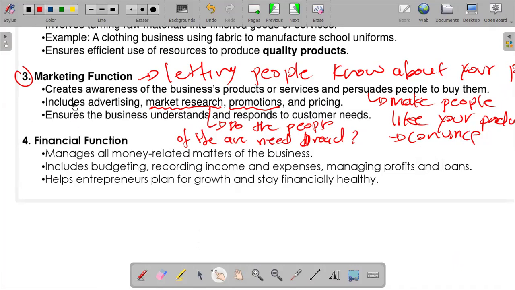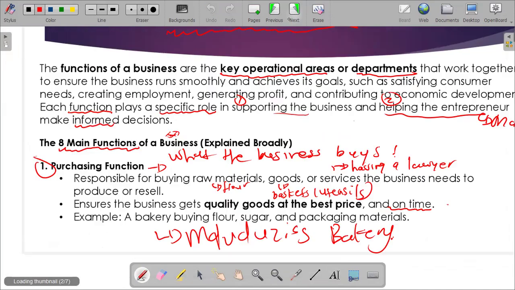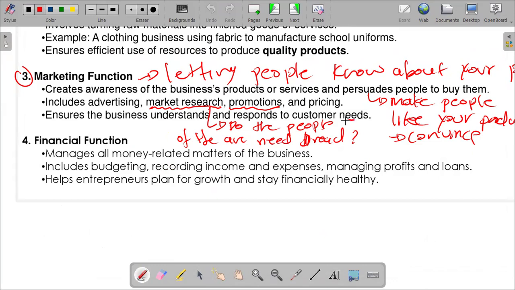And then lastly, the marketing function ensures the business understands and responds to customer needs. When we go back to the definition, it will always come back to in order to satisfy the need of who? Of the customer. The need of who? The customer. Right? You need to always remember that need of the customer or the consumer.